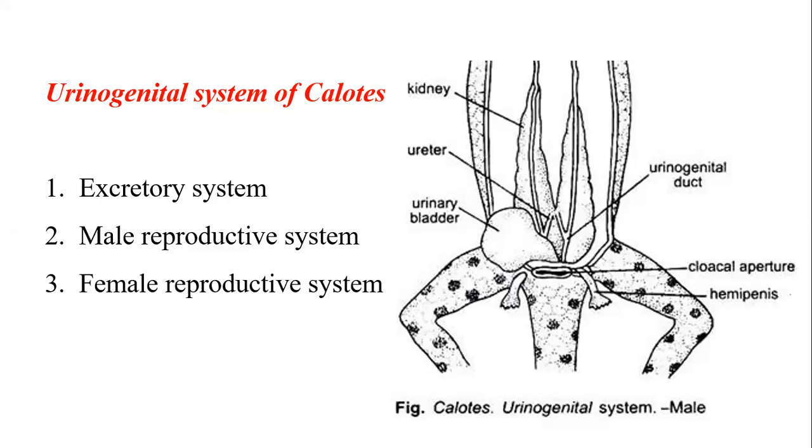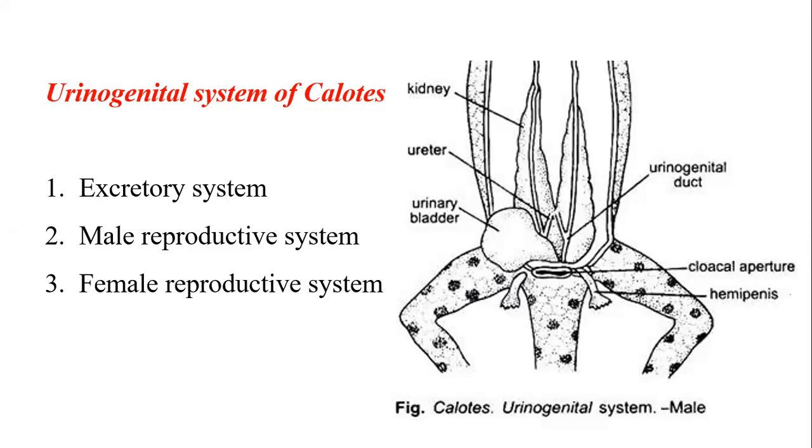The urinogenital system of calotes includes the excretory system, male reproductive system, and female reproductive system. For our convenience of understanding, we are going to study it under these three separate headings: excretory system, male reproductive system, and female reproductive system. Now, let us describe each system one by one.